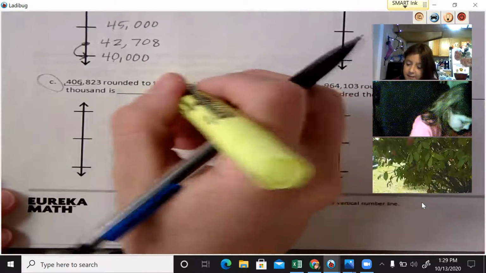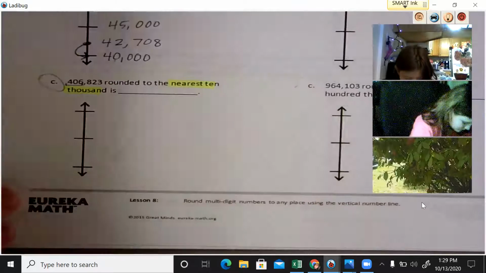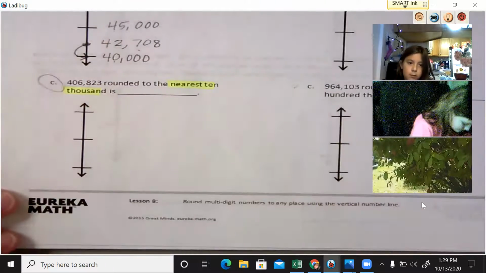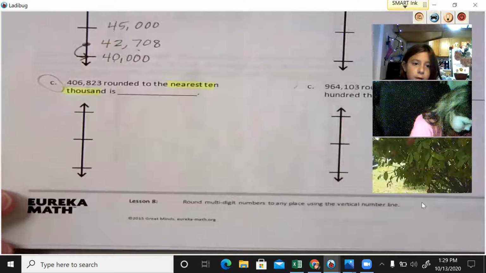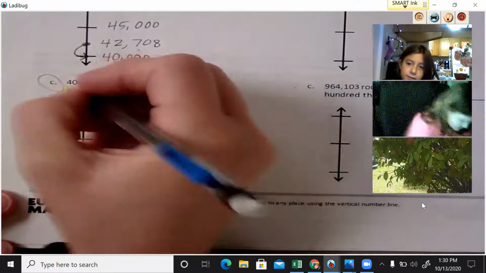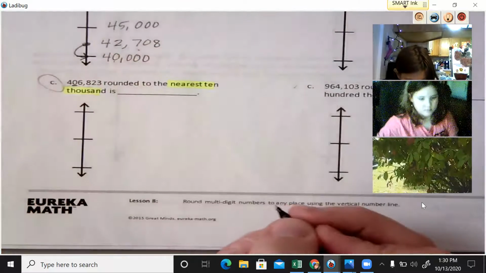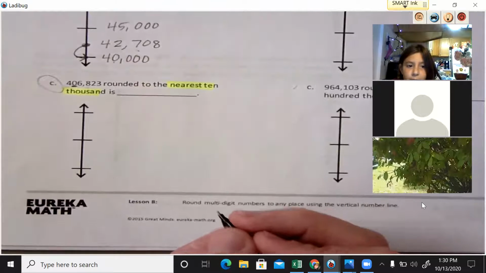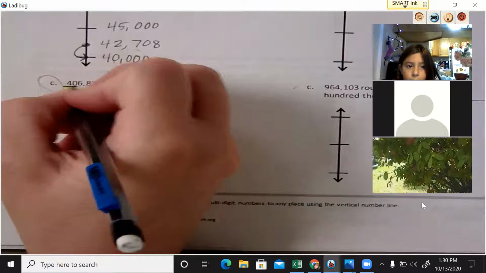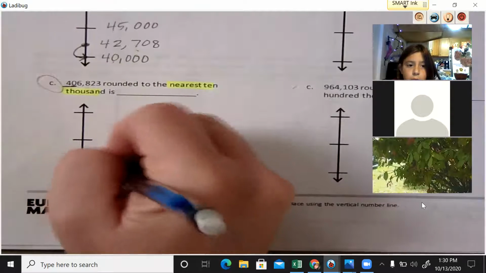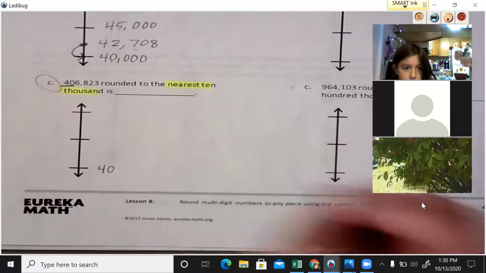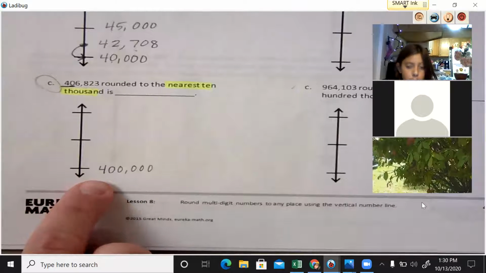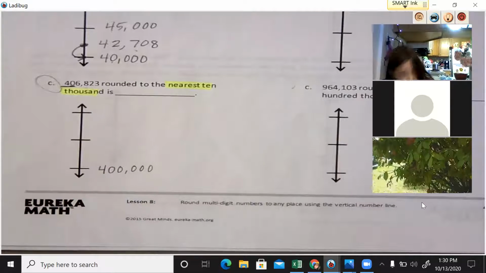So we're going to highlight nearest 10,000. And then below, what digit am I going to underline? What's in the 10,000s place? The 0. Yep. Okay, now this one is tricky because we have to figure out what our two closest 10,000s are. So I'm going to keep my 4 and my 0 the same, and then I'm going to turn everything else to zeros. That's going to help me in the 400,000s, my lower 10,000.